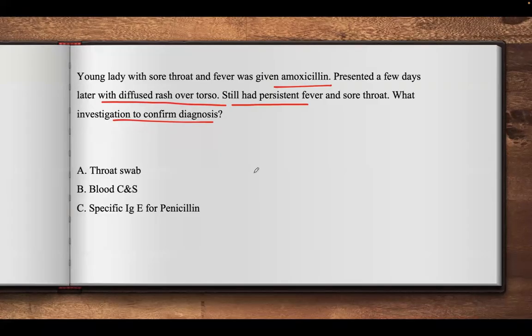What do you guys think about this one? What do we have to do? This question is a bit vague, right? It says what investigation to confirm the diagnosis. So I don't know what the recaller means. Confirm the diagnosis for allergy, or confirm the diagnosis for infection, the persistent infection?